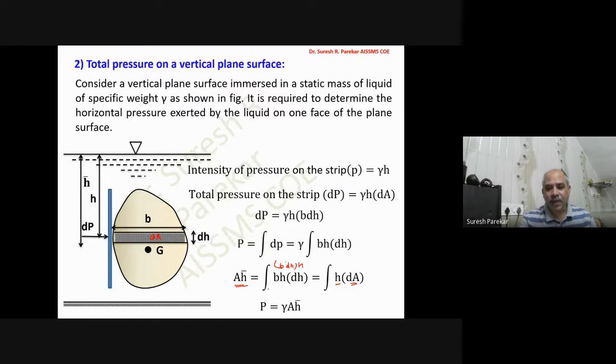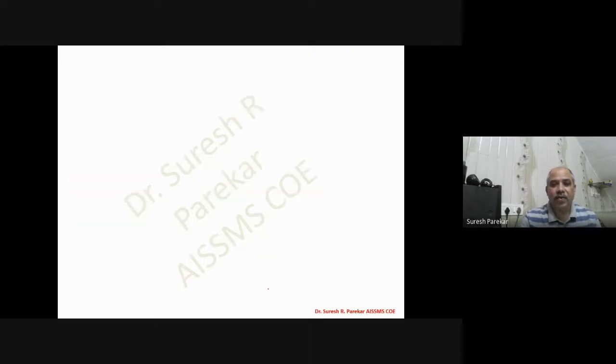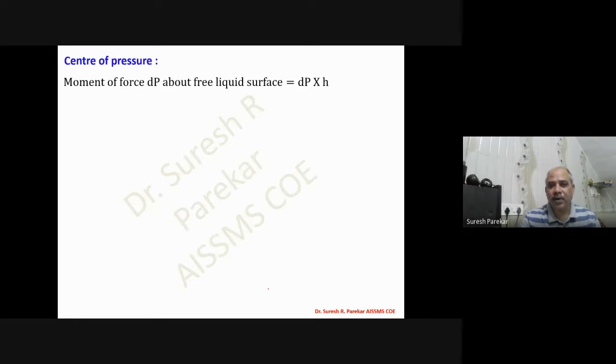Now this total pressure P we have at point P, and that value is gamma A into h bar. Now we are interested to find out the height of total pressure, or I will say the center of pressure. Then we will go with center of pressure equal to the moment of force dP about the free liquid surface. So we have to find out the distance from the free liquid surface. So we will take dP into h.